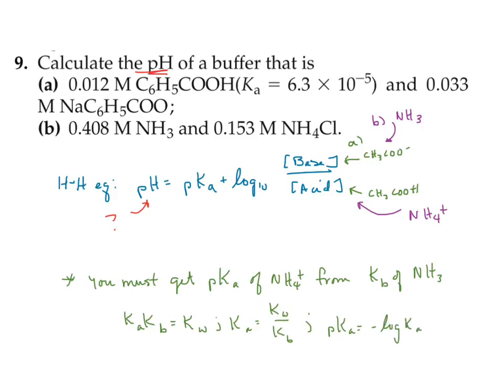The only catch with B, I went ahead and gave you a heads up again. With B, you're dealing with ammonia and ammonium. So actually, if you did 8, you already have the pKa of NH4+, don't you? So you should be okay. But if you didn't have it, you'd have to go through this, through the Kb.